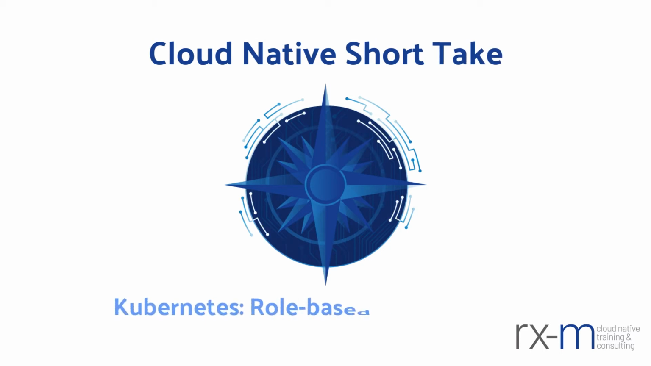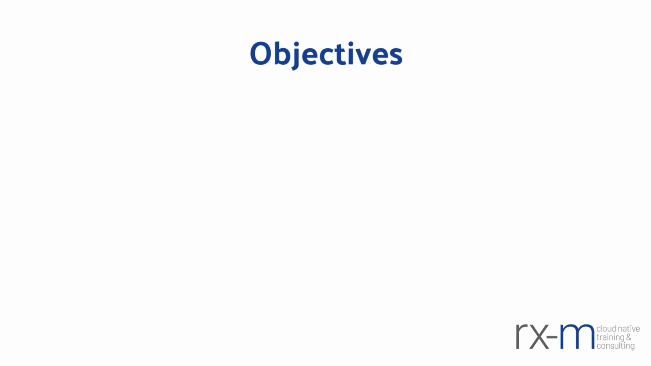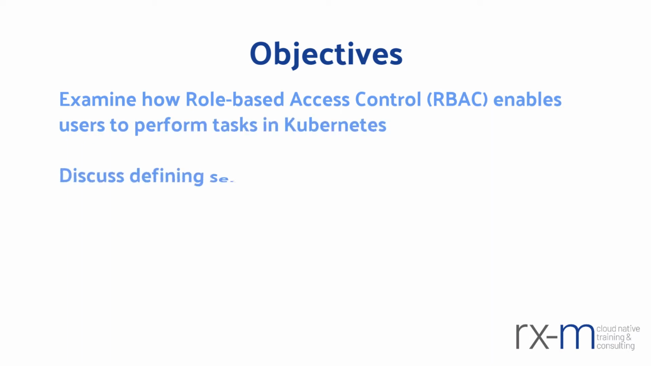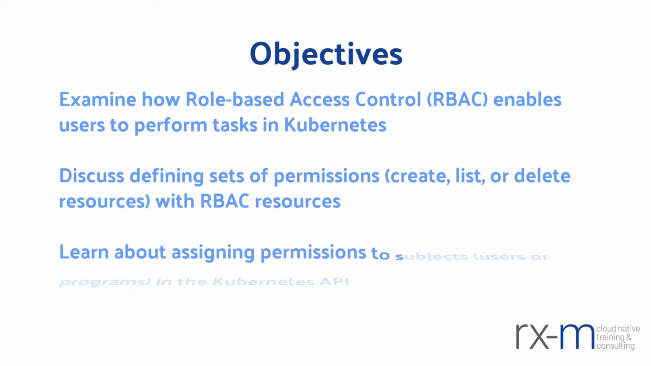I'm Christian Laksina, and today we'll short take how to work with Kubernetes service accounts and grant them permissions to perform tasks within the cluster. Most Kubernetes clusters control the ability of users to perform tasks in the cluster, like listing or deleting resources, with role-based access control. RBAC, as it is known, allows administrators to define a set of permissions, like the ability to create pods, and assign those permissions to subjects, which are users or programs, using API resources.